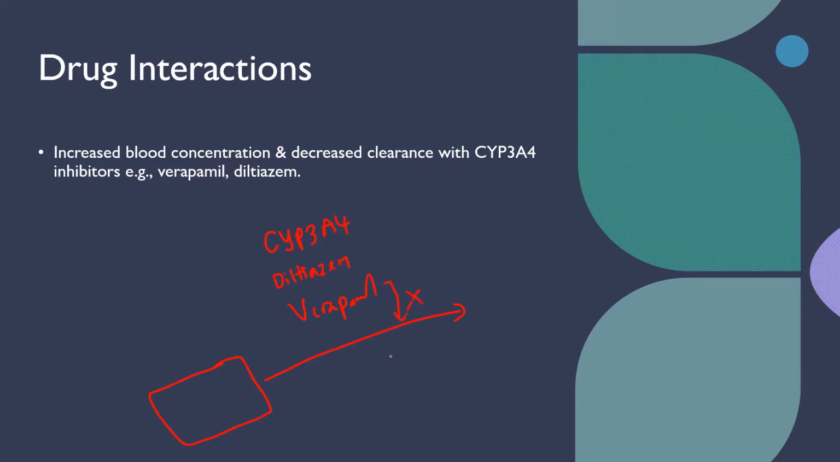So these are going to block CYP3A4. When you block this, the drug will remain in the blood. Over time we will have increasing blood concentration of the drug, which might potentially cause toxicity. So we have to monitor, and try not to give it together with a CYP3A4 inhibitor, example diltiazem and verapamil.